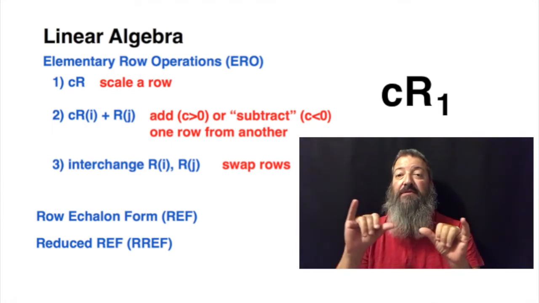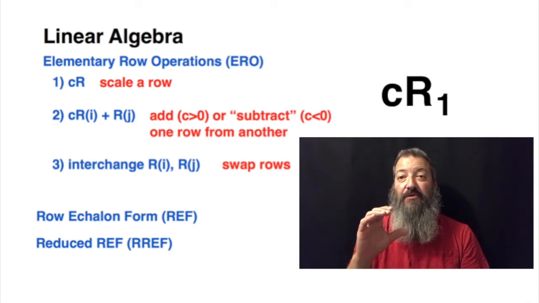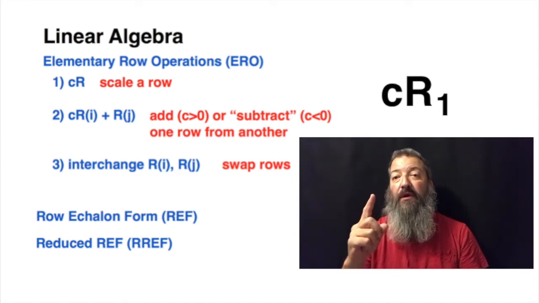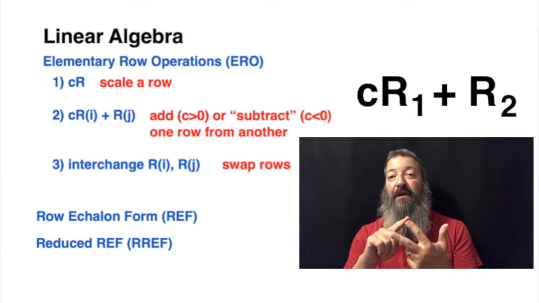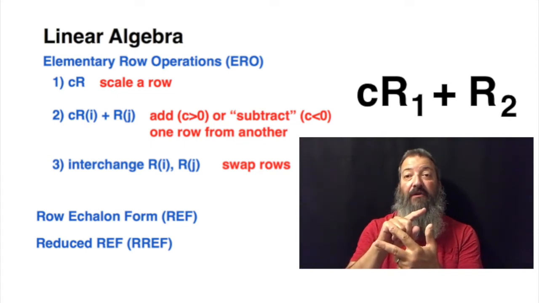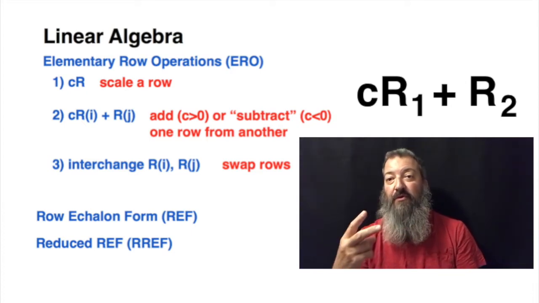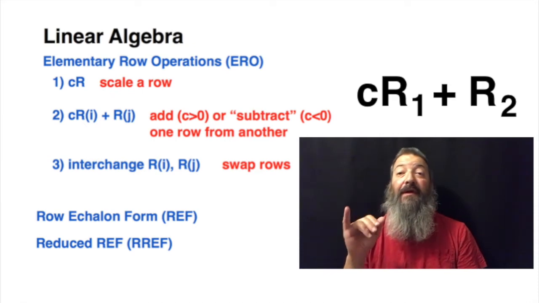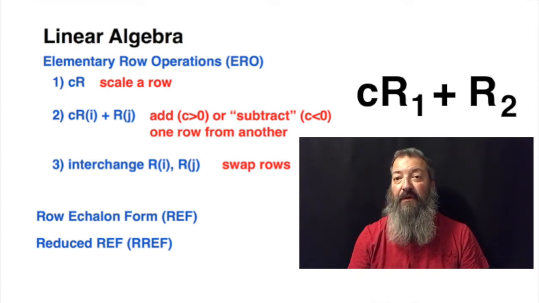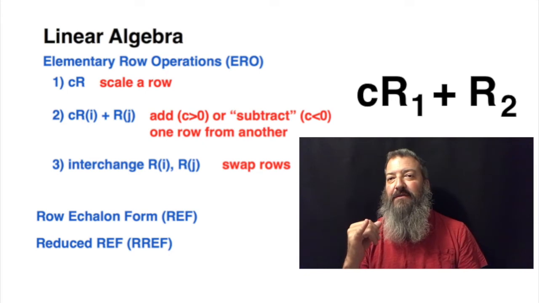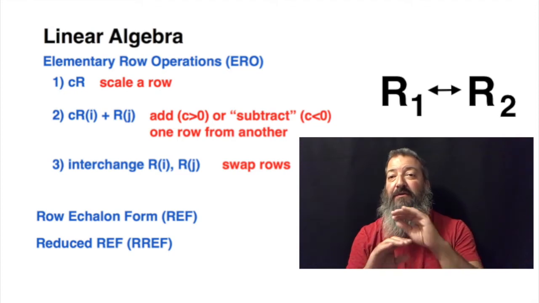One of them is scaling a row, and that means you multiply by a constant. So if I'm scaling row 1, it looks like the constant times row 1. Another thing I can do is scale a row and then add it to another. Maybe I scale row 1, then I add it to row 2. If I'm scaling by a negative number, it's the same idea as subtracting. And then the last thing I can do is swap rows.